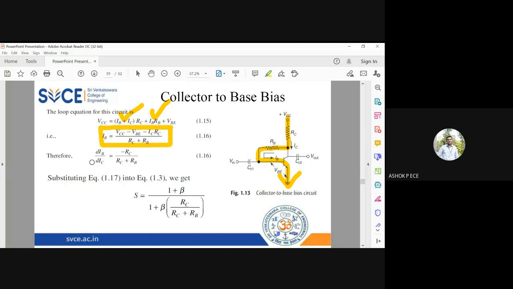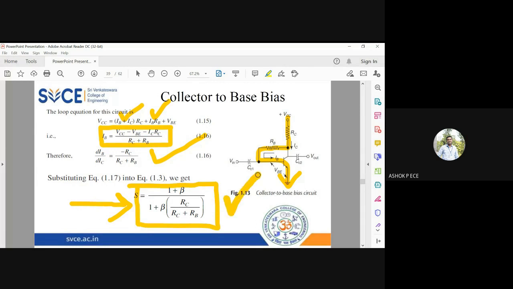We want the differentiation of IB with respect to IC because I need to substitute it in my stability factor equation. When you differentiate IB with respect to IC, the first and second terms are constant, so they become 0. Only the third term gives minus RC by RC plus RB. Substitute that in the stability factor equation. So S is equal to 1 plus beta by 1 minus beta into this term. This has a minus, so minus of minus becomes plus: S equals 1 plus beta by 1 plus beta into RC by RC plus RB.